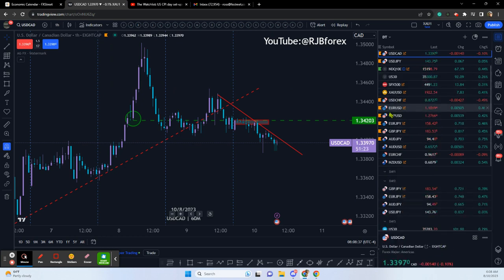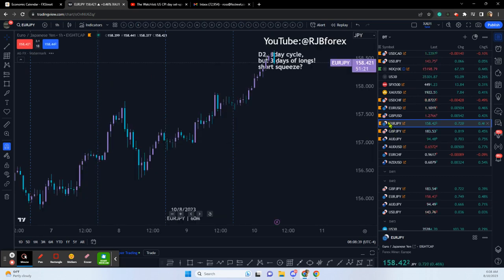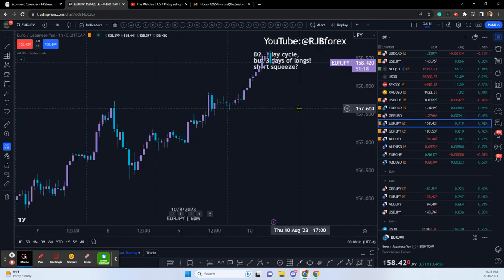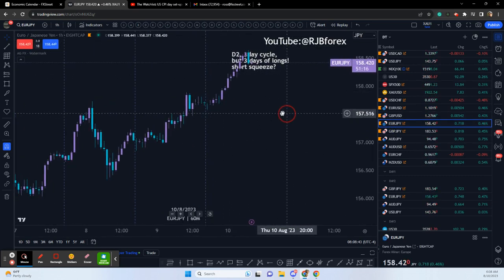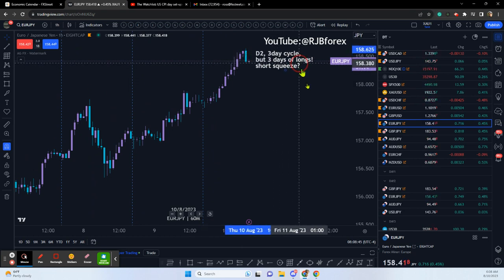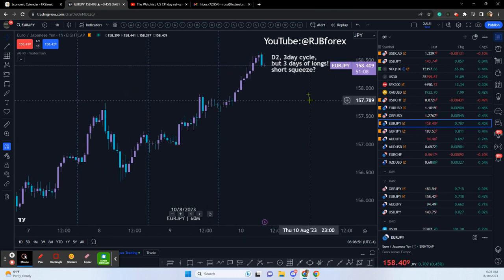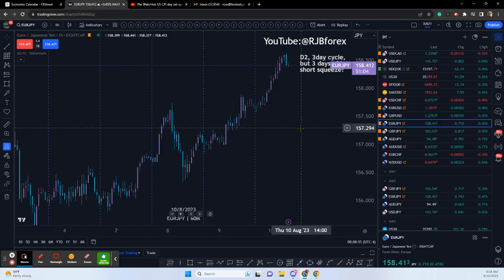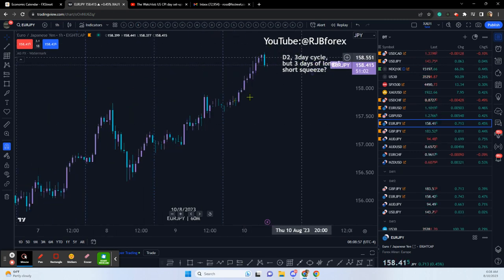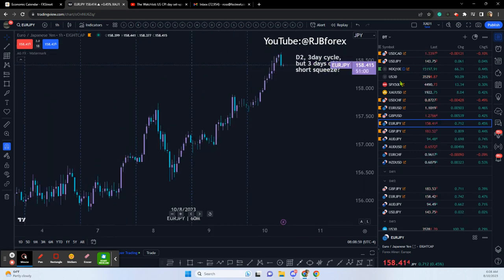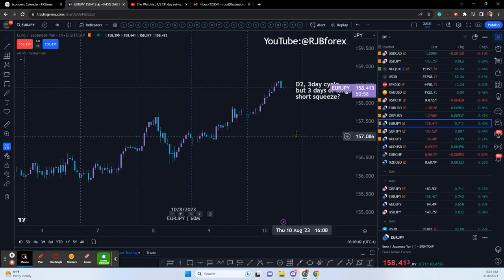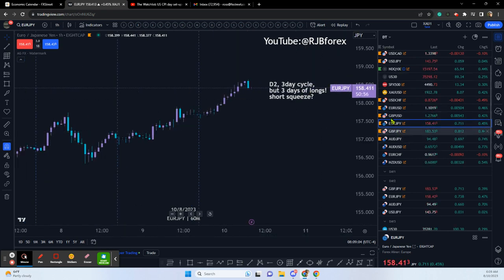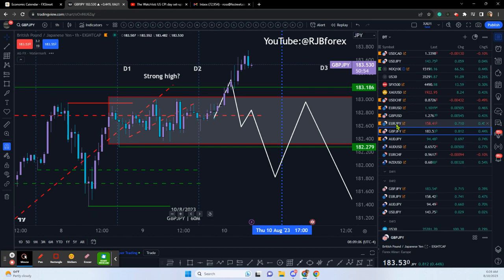I've got that as a day 2. Day 2 tends to be a continuation, which it exactly was. So what were my notes: day 2, 3-day cycle, 3 days of longs, short squeeze. So we could see the short squeeze here. So we're looking for a short. I've noted that it's got 3 days of length in the market already. So in fact, with all yen pairs, guys, I believe I'm looking for this short squeeze.